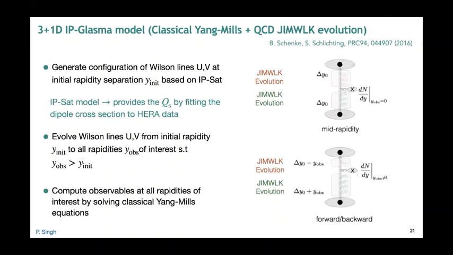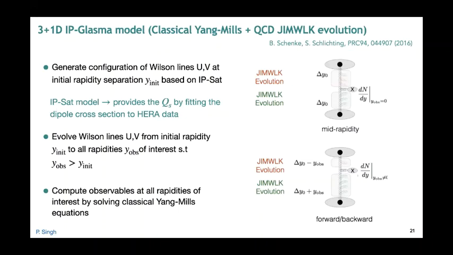Now the picture says that, let's say this is your projectile and this is your target, again the same projectile and target. If you want to calculate an observable at mid rapidity, for example over here, the projectile and the target will be evolved by the same amount. But if you have to calculate something at forward or backward rapidity, for example somewhere over here, then this will be evolved less compared to this. So this is how you consider the collision.